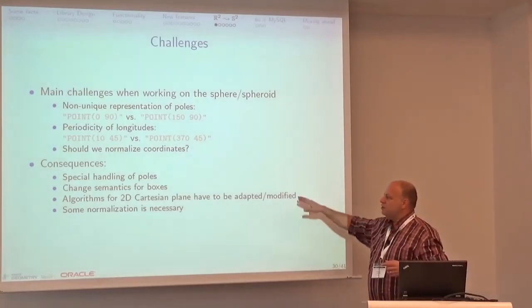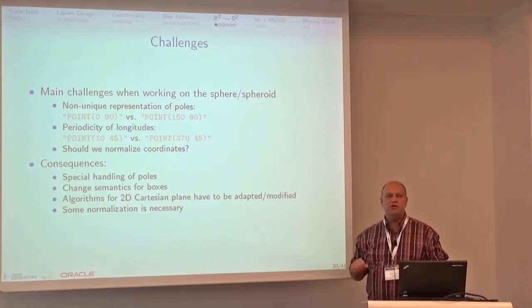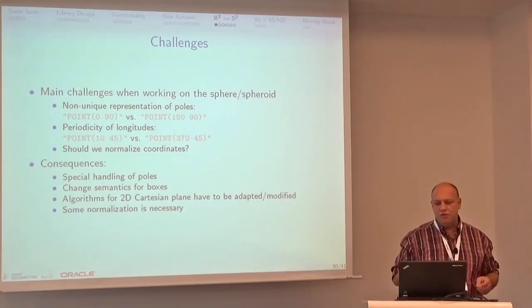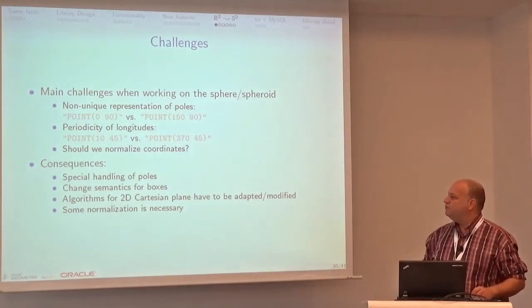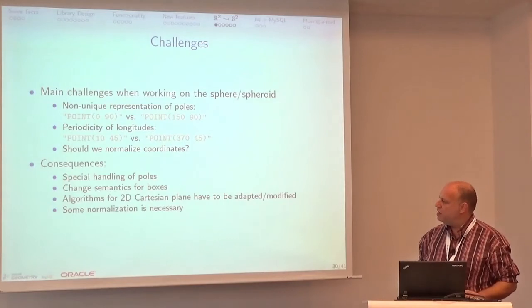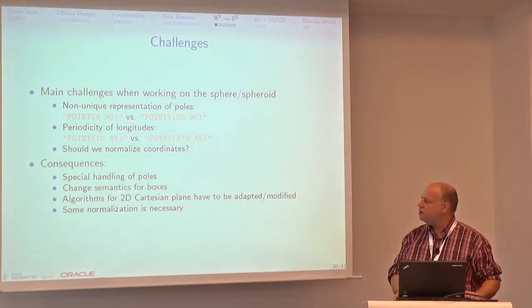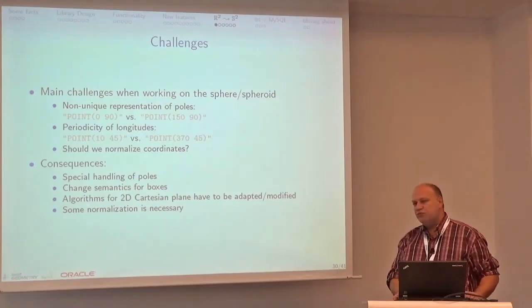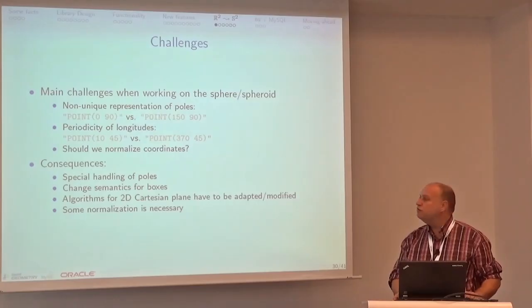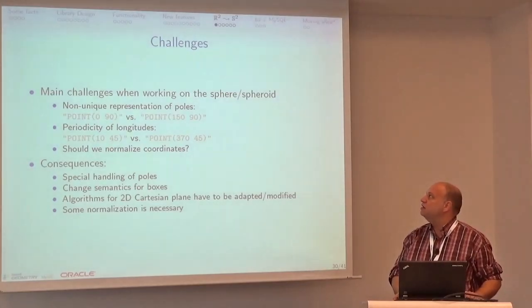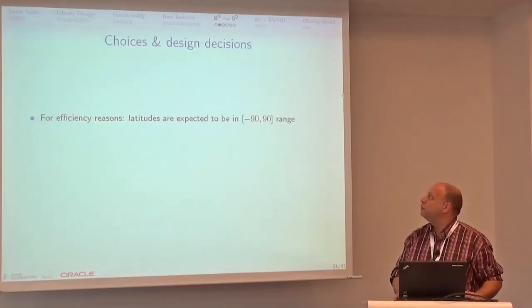Some of the algorithms in the 2D Cartesian plane may have to be adapted or modified so that they work on the sphere. Some of them are already okay the way they are. And I believe that some normalization is one way or the other necessary at some point in the library. We would like to avoid doing normalization everywhere because this is going to be time inefficient, but some of it might be necessary in certain places in the library.